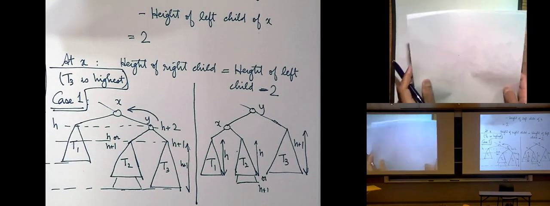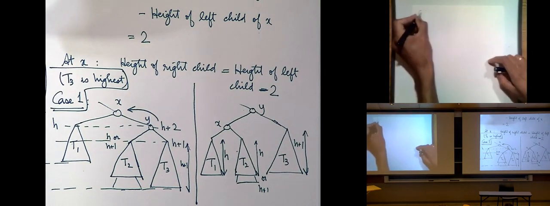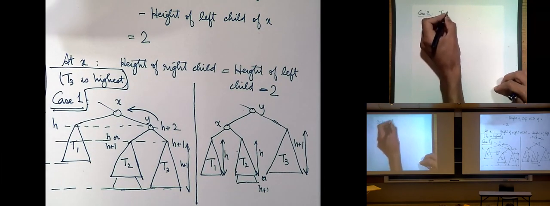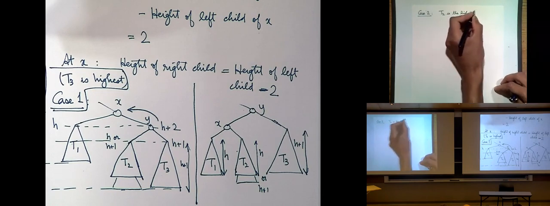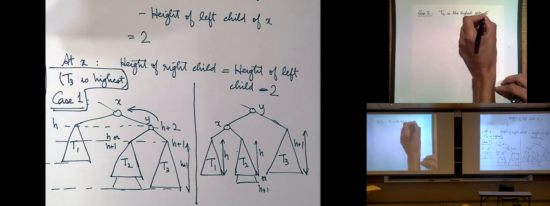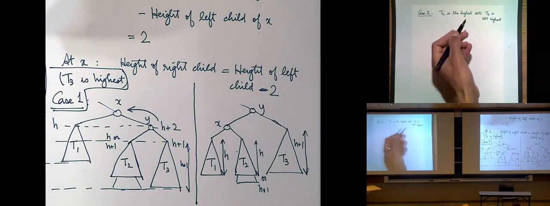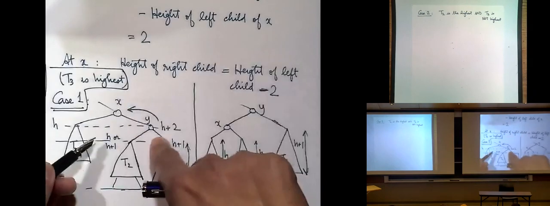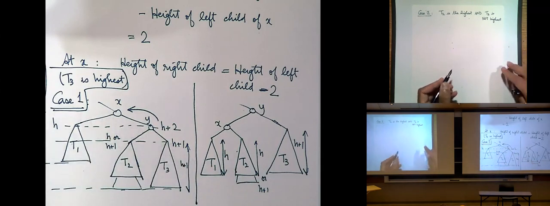So there's another case, which is case 2, which is T2 is the highest and T3 is not the highest. I mean, the reason I say this, these are sort of equivalent, but if T3 was the highest, you could have done this. You could have done case 1. So you now have to deal with the case where T3 is not the highest.